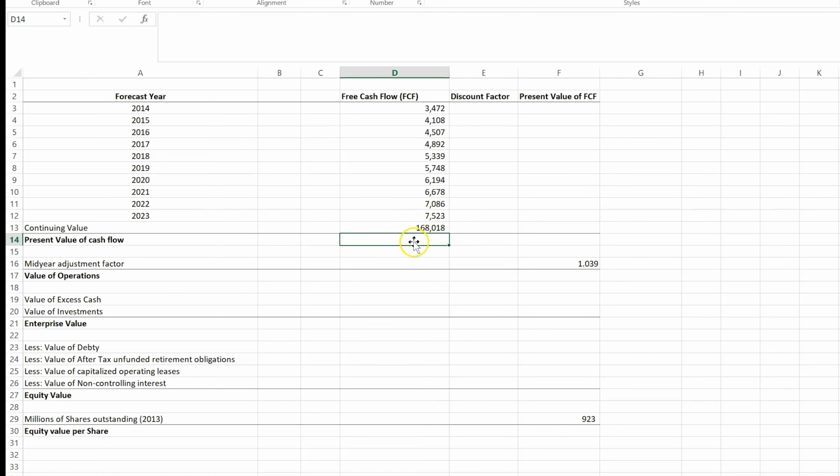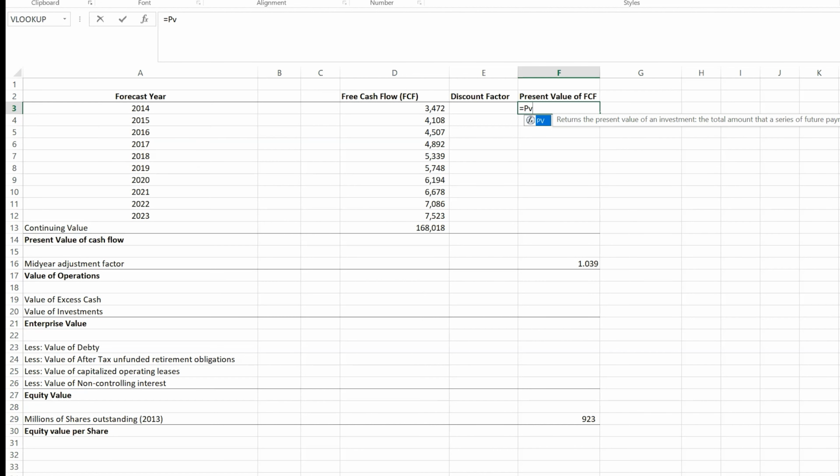But what you should notice and what we should expect is that the continuing value is the biggest of our free cash flows. And that's because the continuing value represents the free cash flows from 2024 to infinity. So of course it's going to be huge. We have taken the present value of an infinite number of future cash flows and condensed them down into one value. Okay. And then what we need to do is take the present value of those free cash flows.